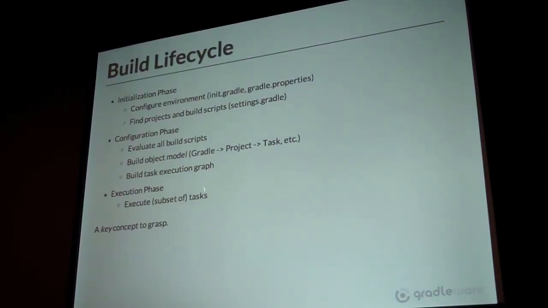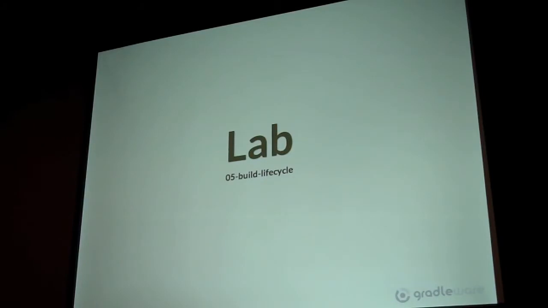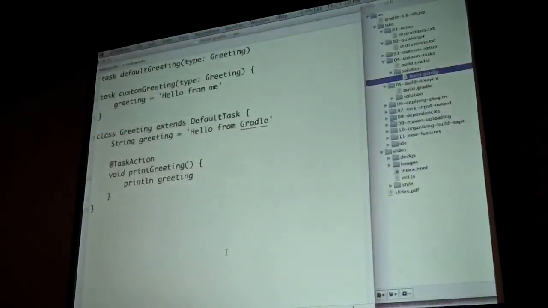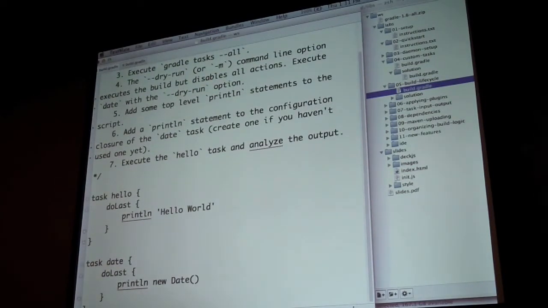So that's the kind of symptoms you get when you do something in the wrong phase. And we'll soon have an exercise coming up, very soon, in fact, which is about nothing other than understanding the different phases. That's the whole point of the exercise. So we have two tasks here, hello and date, and both of them are very simple. I have one task action and print out. The one prints out hello world and the other one prints out new date.